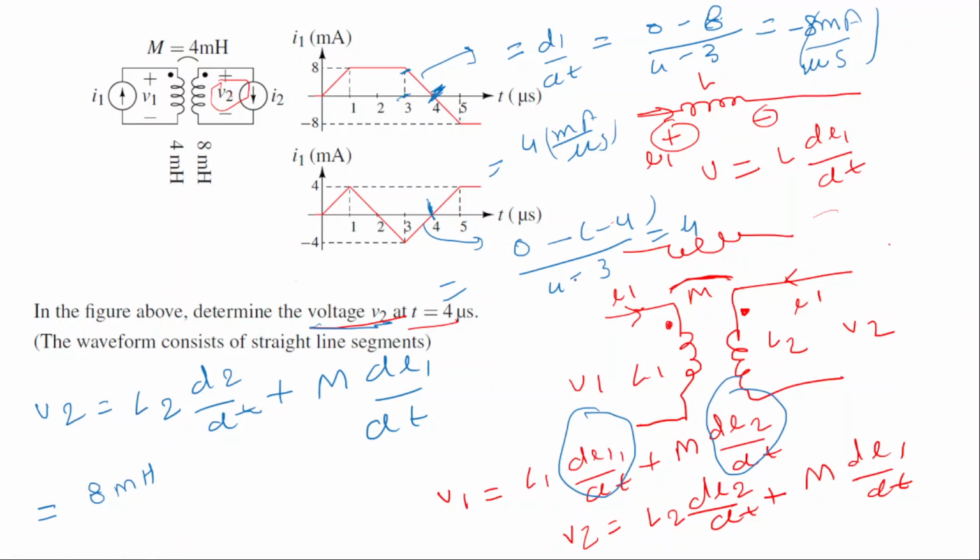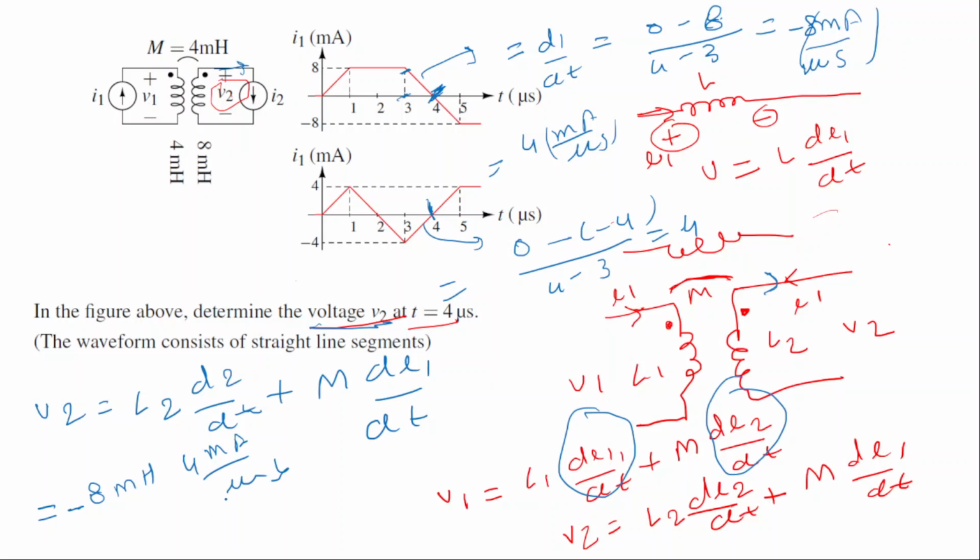Now in this coil, as you can see, the current is in the opposite direction. The current is leaving the dot terminal, so we need to reverse the polarity. In this case the current is in the negative direction, so the self inductance term will be negative, because the current is leaving this coil. So this sign will be negative: negative times di2 by dt, which is 4 milliampere per microsecond.